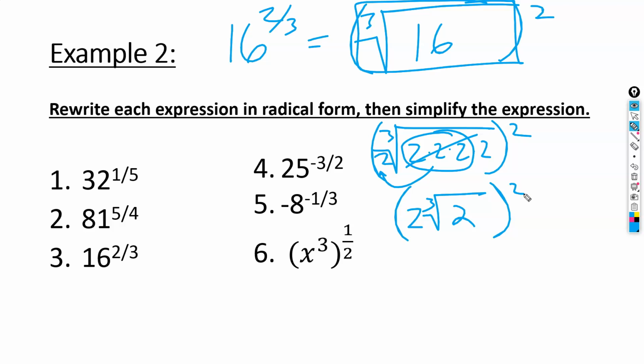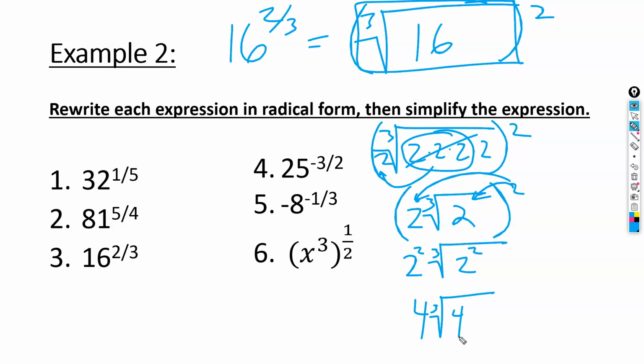then we're going to square it. Now, when you square this, you're going to square the outside number and you're going to square the inside number. So it's going to be 2 squared times the cube root of 2 squared. And that's 4 when you do 2 squared, and 4.